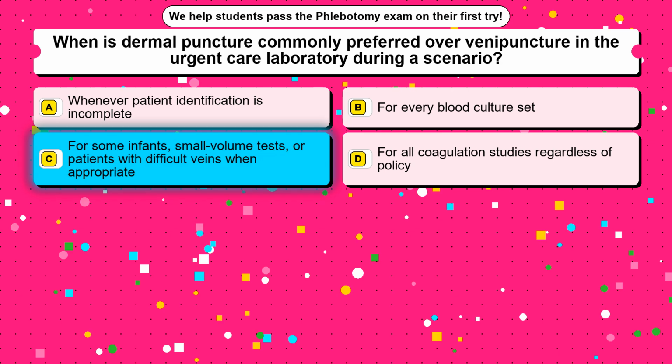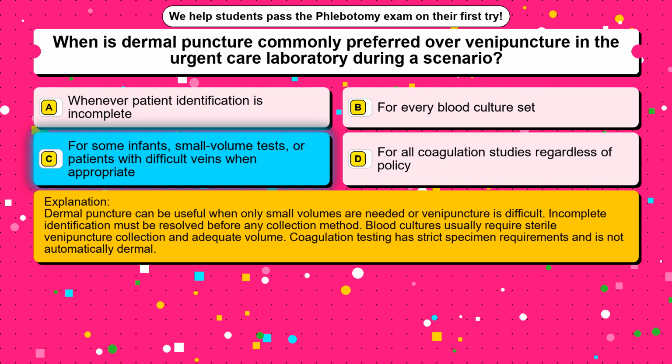The correct answer is option C. For some infants, small volume tests, or patients with difficult veins when appropriate. Dermal puncture can be useful when only small volumes are needed or venipuncture is difficult. Incomplete identification must be resolved before any collection method. Blood cultures usually require sterile venipuncture collection and adequate volume. Coagulation testing has strict specimen requirements and is not automatically dermal.